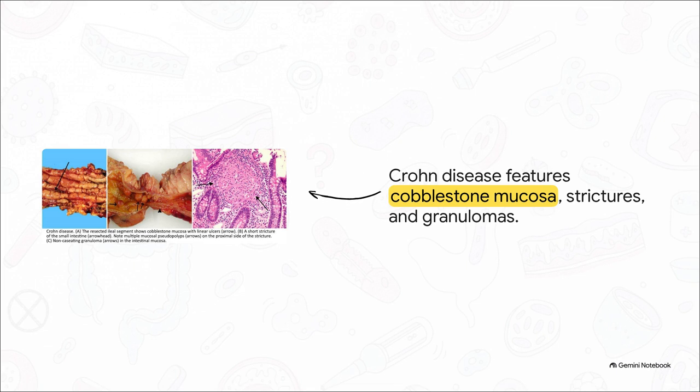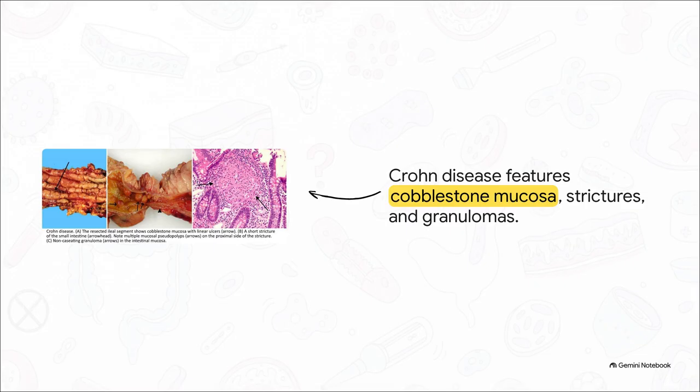Because the whole wall is inflamed, it becomes thick and rubbery, leading to strictures. And those strictures are notorious for causing painful bowel obstructions. You'll also see something called creeping fat, where the mesenteric fat wraps all the way around the serosa. It's almost like the fat is trying to hug the inflamed bowel.